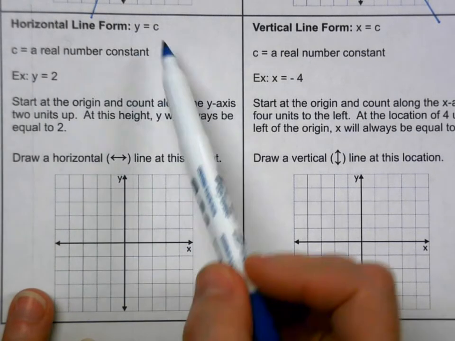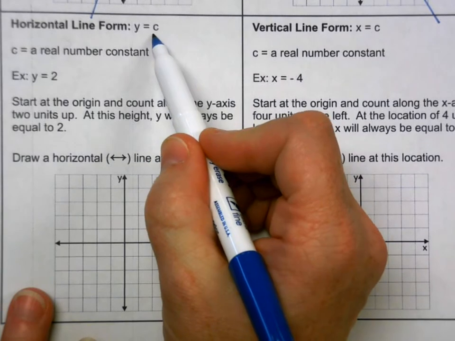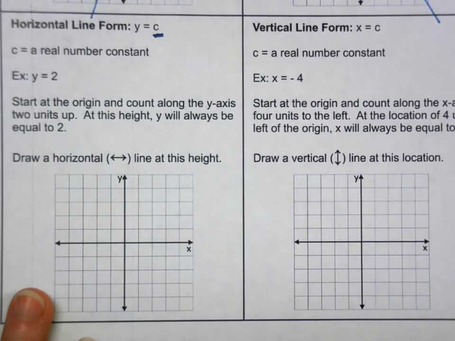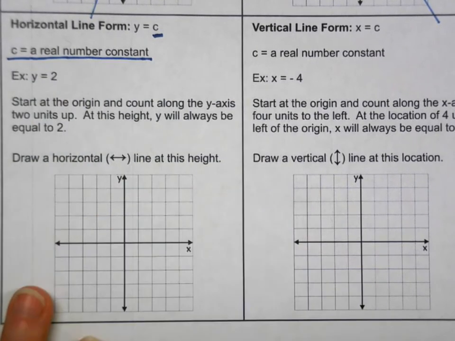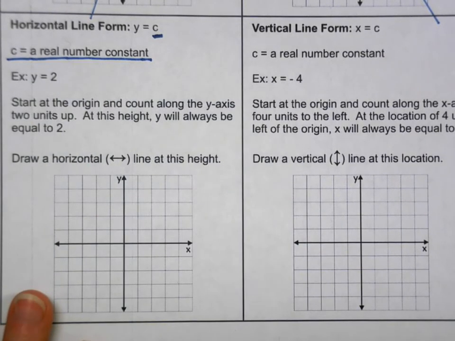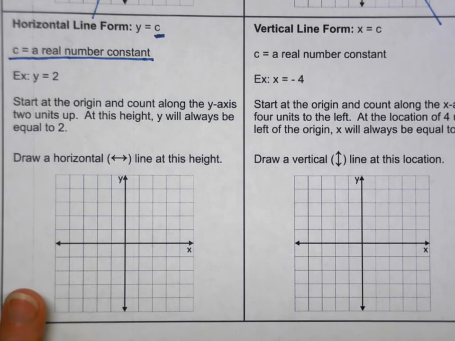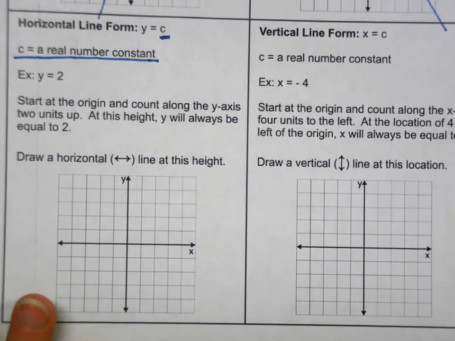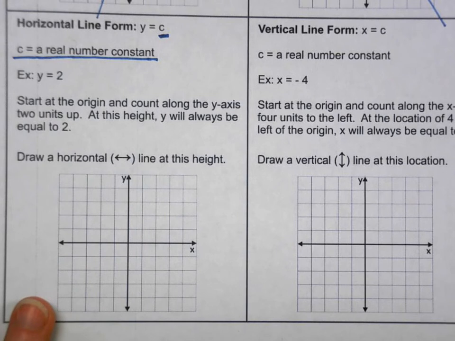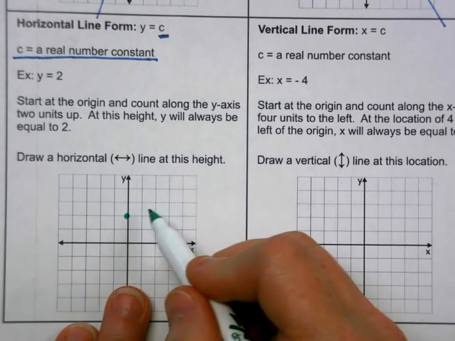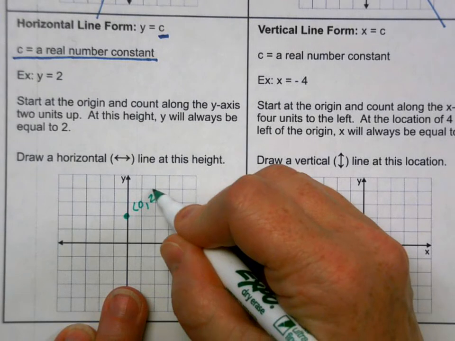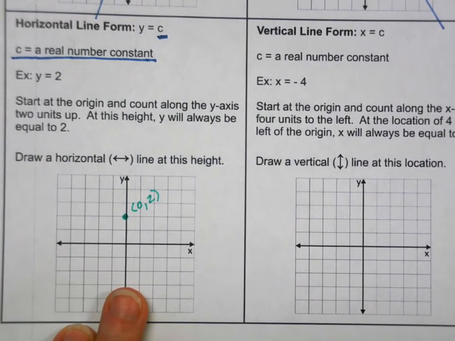So right here, y equals c. C is just a number. It's a constant. There's no variable on it. So c equals a real number, a constant. When our equation says y equals 2, where does y equal 2? Well, it equals 2 right here because my x equals 0. The coordinate for this point is (0, 2). So the y is 2.